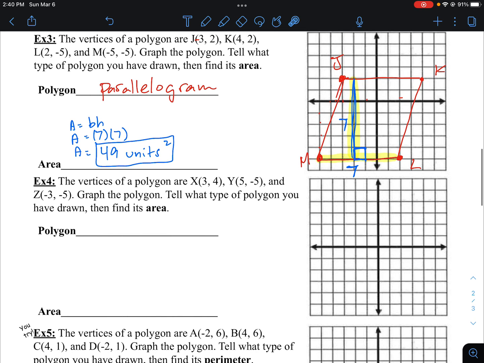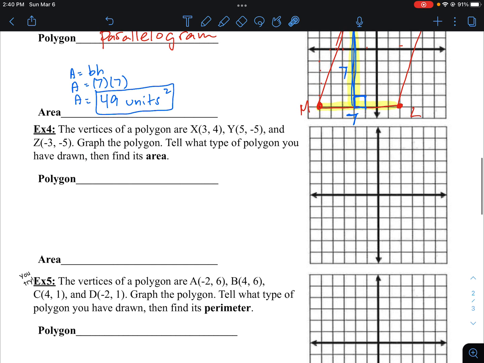Let's go down to example 4. Example 4 says the vertices of a polygon are X 3, 4, Y 5, -5, and Z -3, -5. Graph the polygon. Let's do this. Let's do 3, 4 first. 3 and 4. 1, 2, 3, 4. That is x. Y is 5 and -5. That's 1, 2, 3, 4, 5. -5 down. 1, 2, 3, 4, 5. That's y.